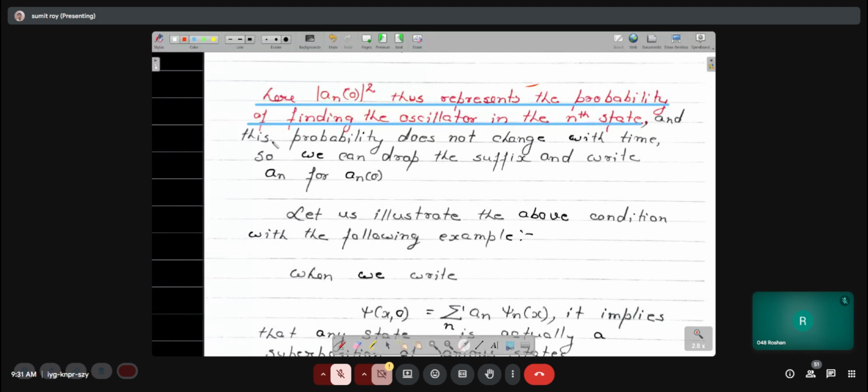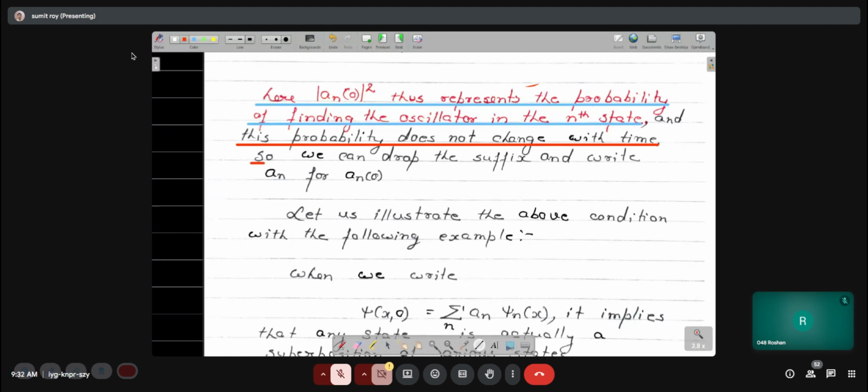One more thing. Here |a_n0|² represents the probability of finding the oscillator in the nth state, and this probability does not change with time. Again, a very important statement. And this probability does not change with time. ये probability time के साथ change नहीं करता है.